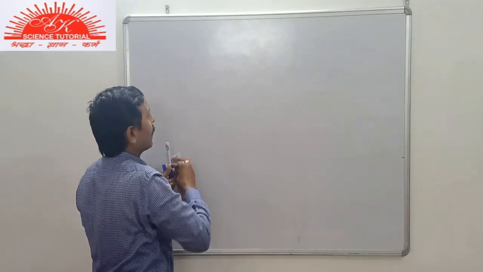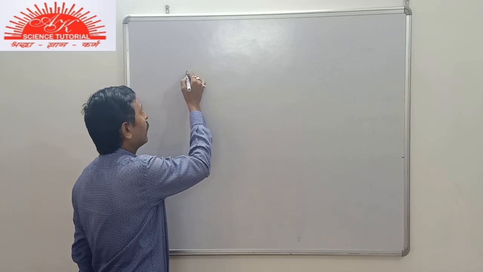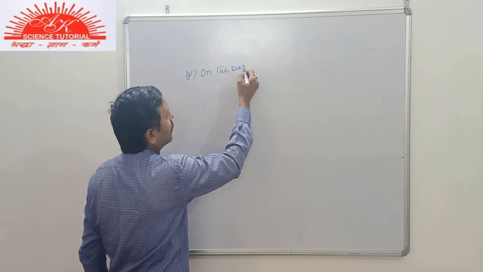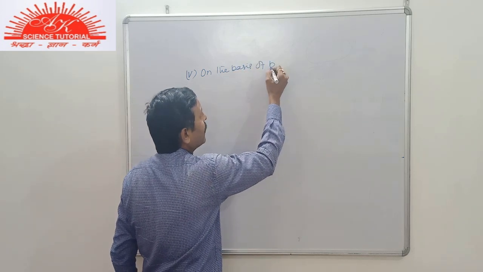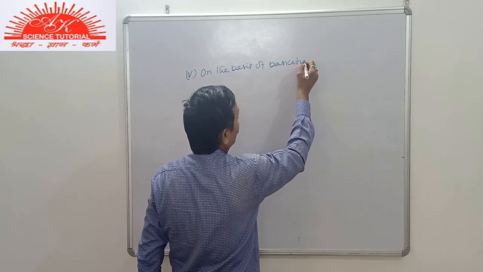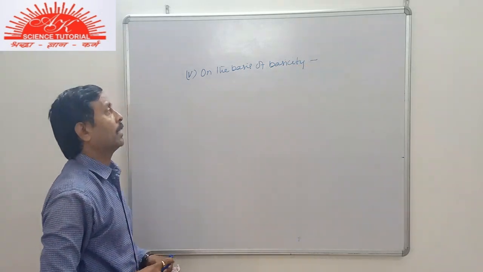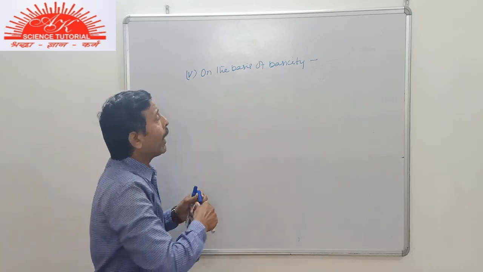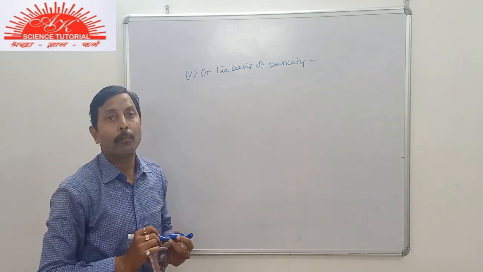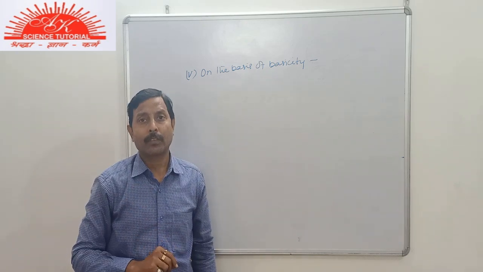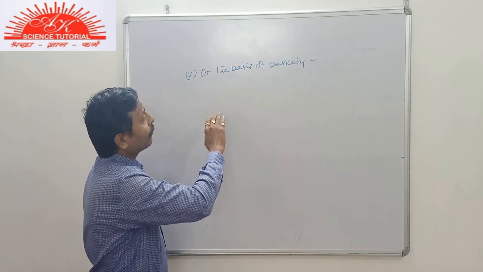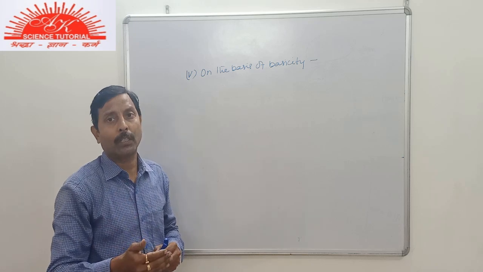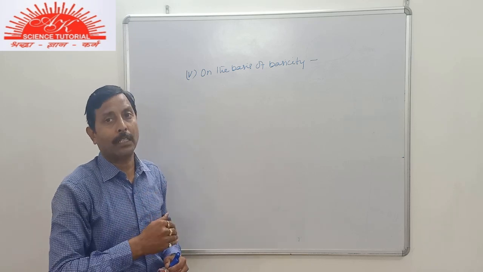Now the last classification is on the basis of basicity. What is basicity? The number of ionizable hydrogen atoms present in one molecule of an acid, or we can say the number of hydronium ions produced by one molecule of an acid in aqueous solution, is called its basicity.